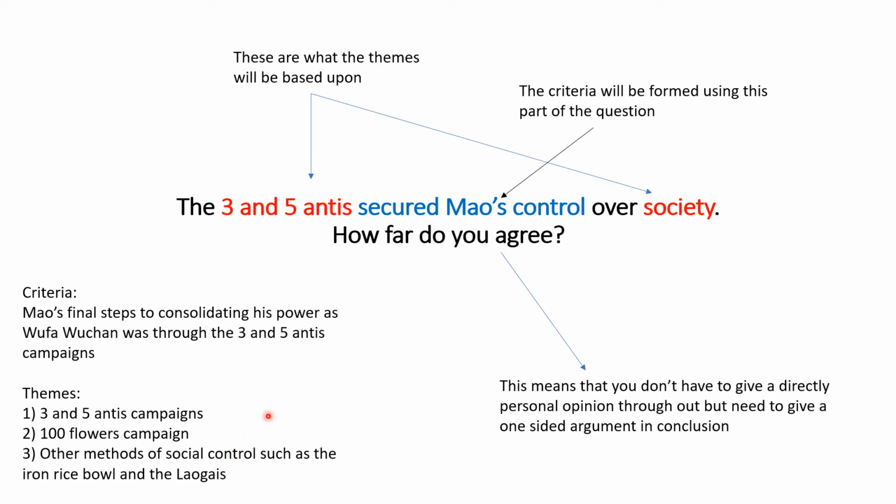Now we're going to look at the main three body paragraphs, as well as the introduction and the conclusion as well.